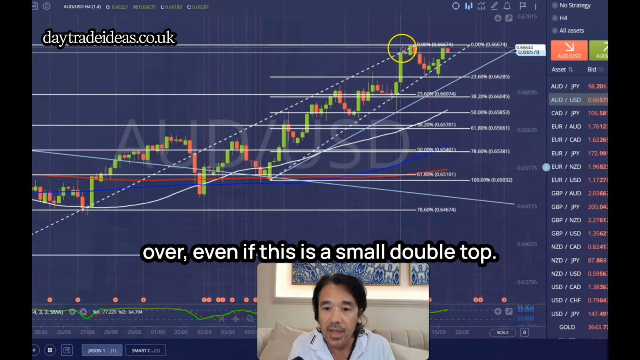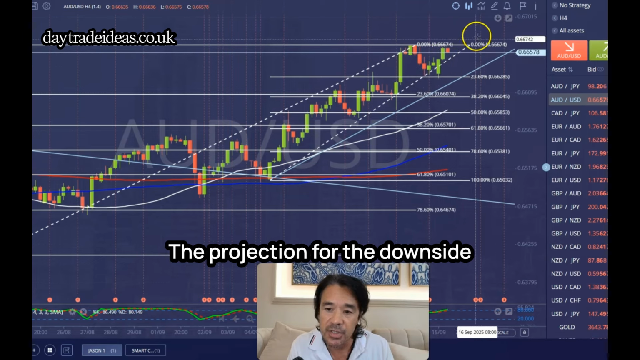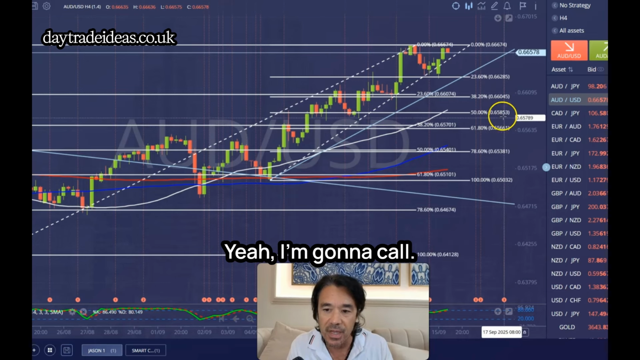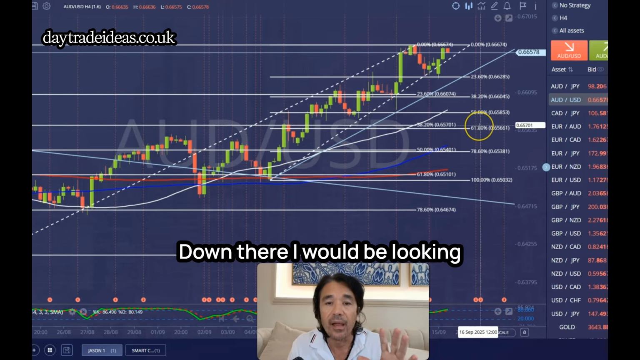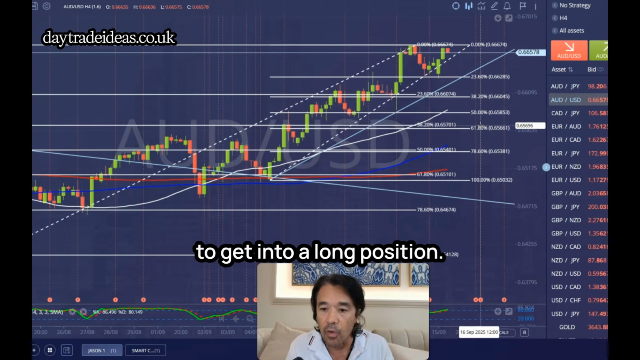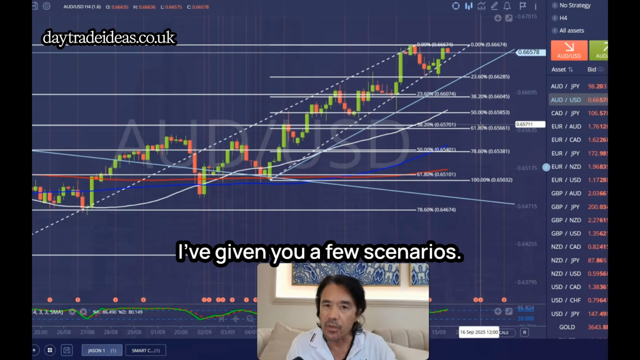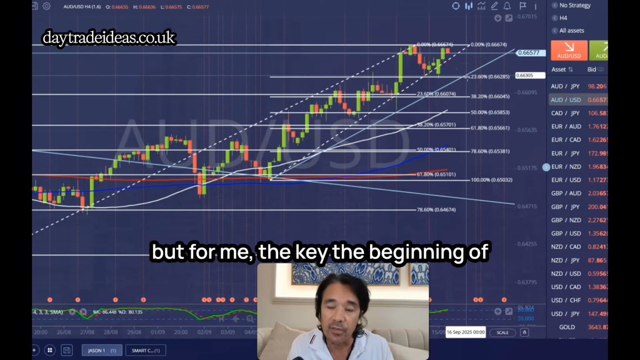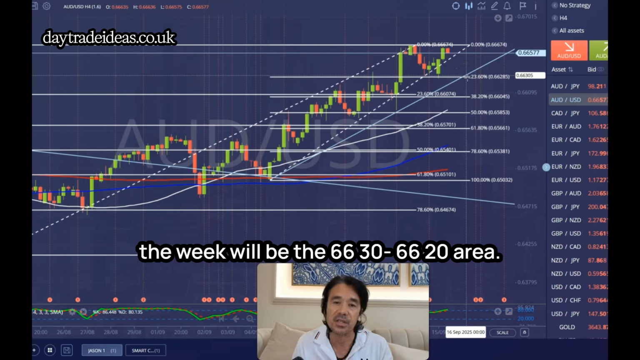Even if this is a small double top, the projection for the downside would only be as far as 65.85, 65.70. Yeah, I'm going to call it down there. I would be looking to get into a long position. Okay, I've given you a few scenarios there, something for you to think about. But for me, the key, the beginning of the week, will be the 66.30, 66.20 area.